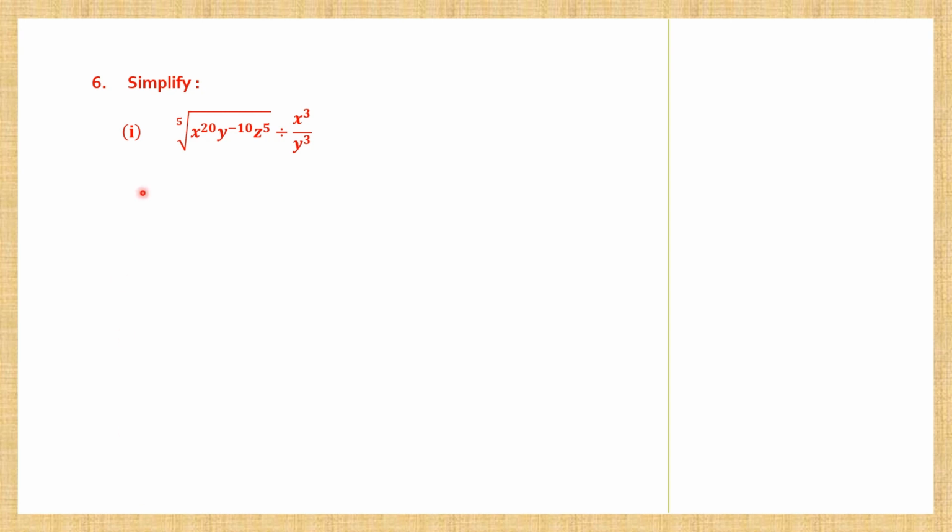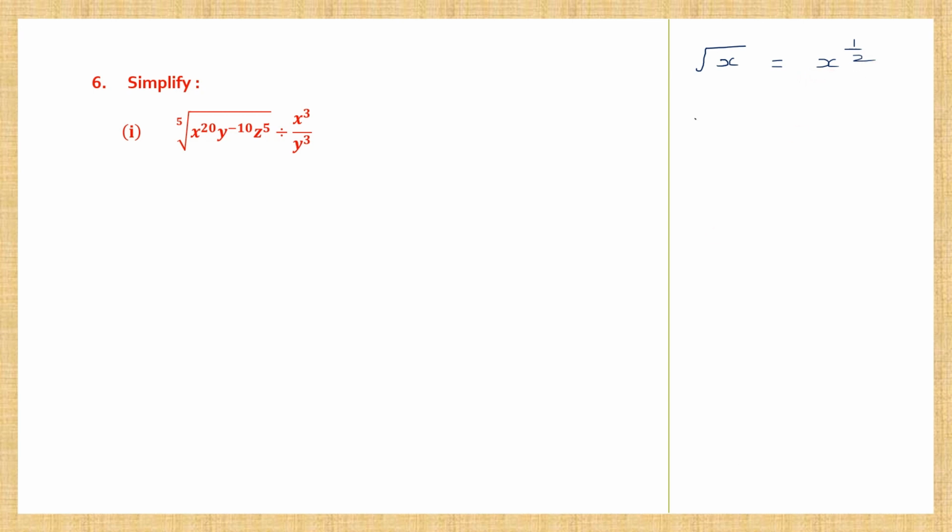Question 6. Simplify. Here in the first one, you can see root 5 and all these inside here, and divided by x cube by y cube. Now don't get confused when you see a root like this. Suppose you have just root x. If you have to remove the root, we write it as x to the power of 1 by 2, because this is simply a square root. When you have a symbol like this, it's simply a square root. Square means 2. So when you remove the square root, you write x to the power of 1 by 2.